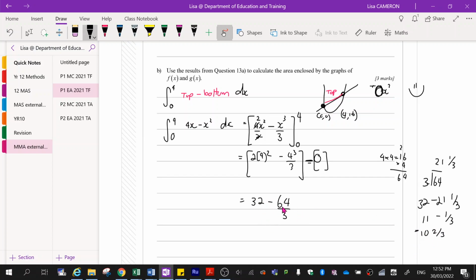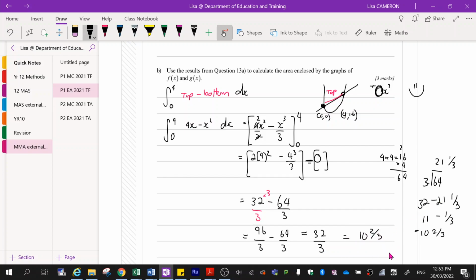If I wanted to leave it like this and do it in fractional form, it just means that I would make the denominator the same by multiplying the top and bottom by 3. So that's going to give me 32 times 3 will make 96 over 3 minus 64 over 3, which is going to be equal to 32 over 3, which, if I convert that, will be 10 and 2/3.